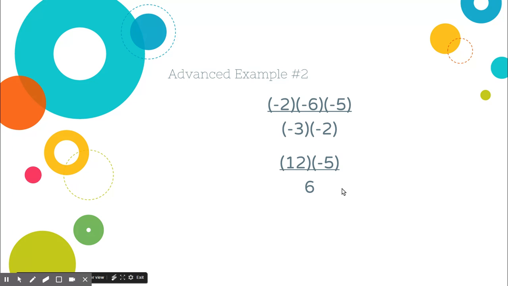As you can see, we're just simplifying the numerator and denominator. The denominator is now simplified, so we're done with that. But 12 times -5 is a -60. And from there, we can actually reduce and divide that to become a negative 10. So that is one more advanced type of example.